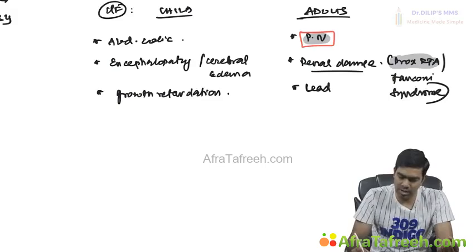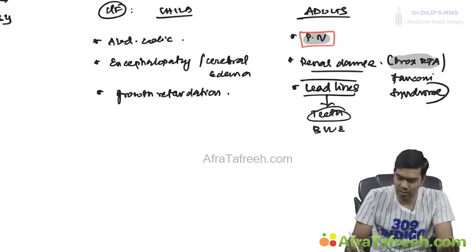You can see something called lead lines as a clinical finding in adults. Where you see these lead lines is in the teeth. In the teeth you can see these, which are also referred to as blue lines, or something called Burton's lines.